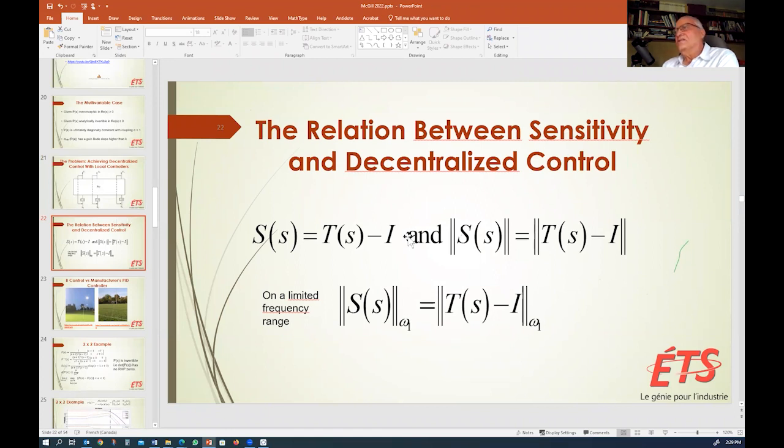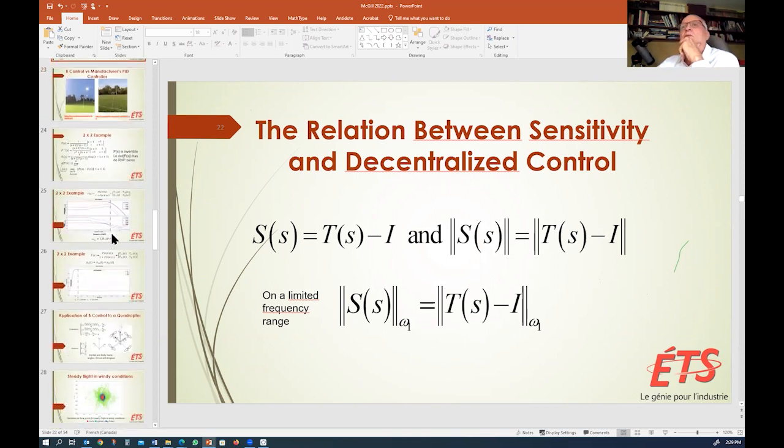So what is this decentralized control? The sensitivity is equal to T minus 1. So if you minimize the sensitivity at low frequencies in the multivariable case, this difference becomes small. That means T gets closer and closer to 1, which means you get diagonal transmission.